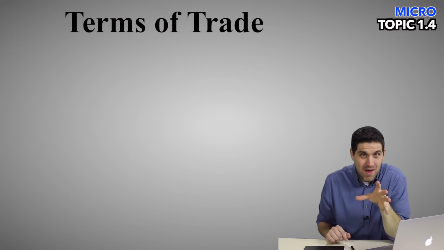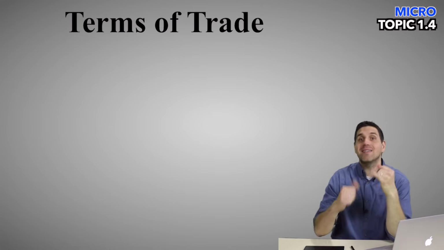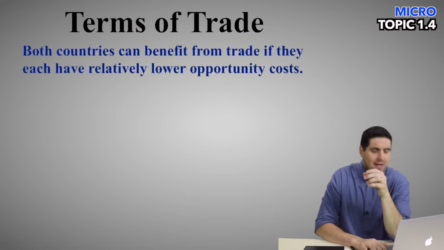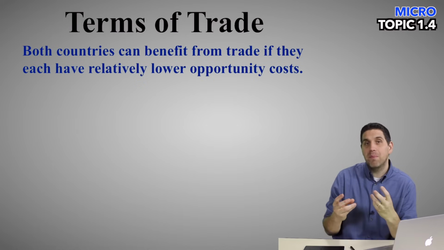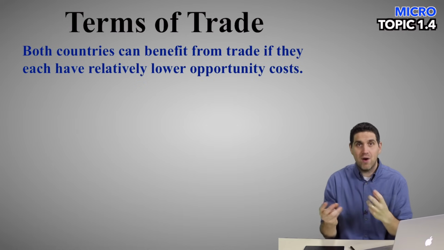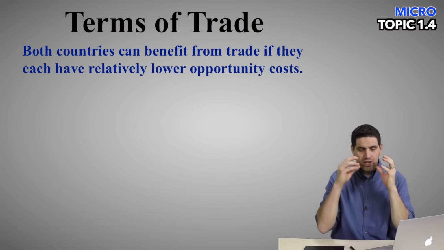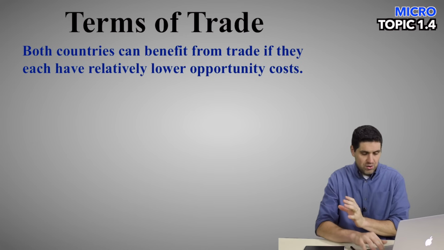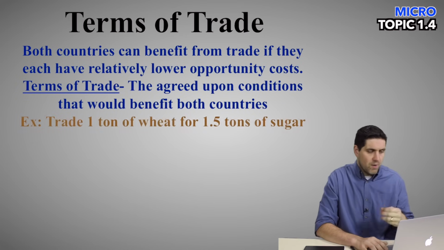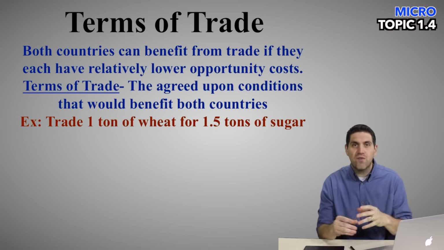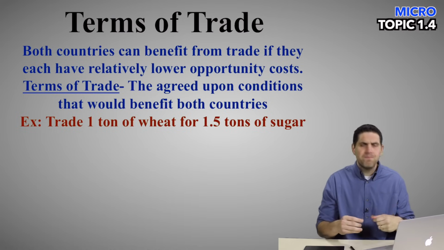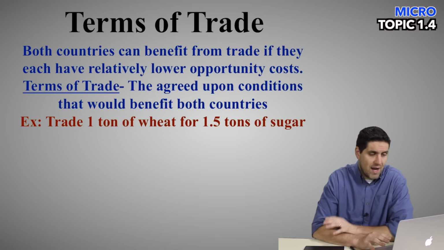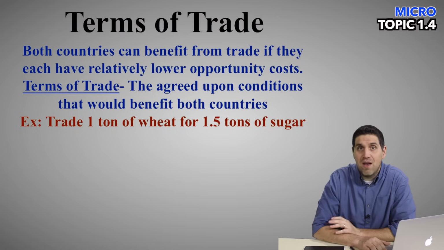Okay, how are you doing? Are you with me? Do you get the concepts? All right, we're going to take it to the next level. We're going to learn the idea of what's called terms of trade. Terms of trade is that both countries can benefit, but they don't benefit at every single term of trade. For example, they have to have a certain number of cars traded for a certain number of planes to benefit both countries. An example I gave you earlier was 1 wheat for 1.5 sugar for Brazil and the US, which would benefit both countries. How did I come up with that number? Well, that's what you're going to figure out. Again, it's called terms of trade. It's the agreed upon conditions that would benefit both countries.